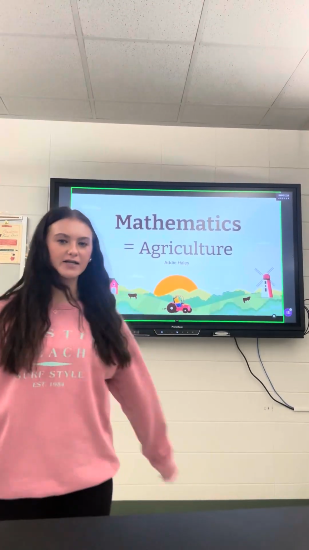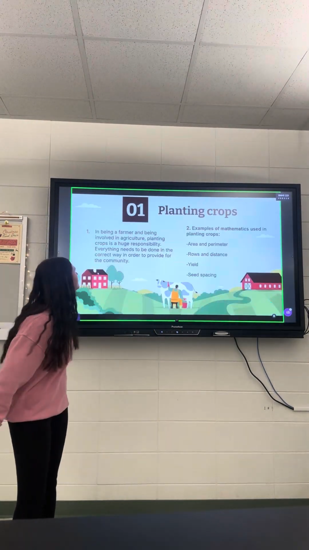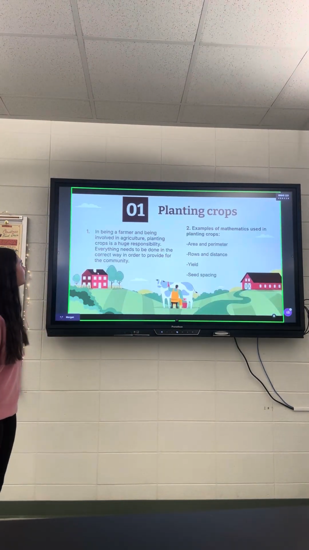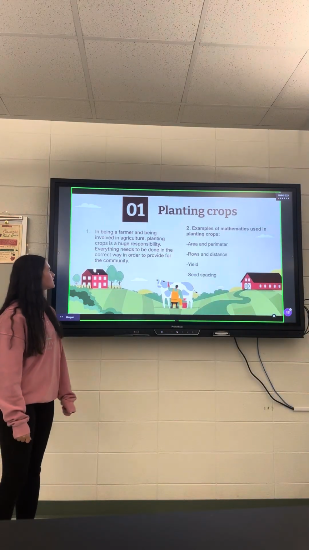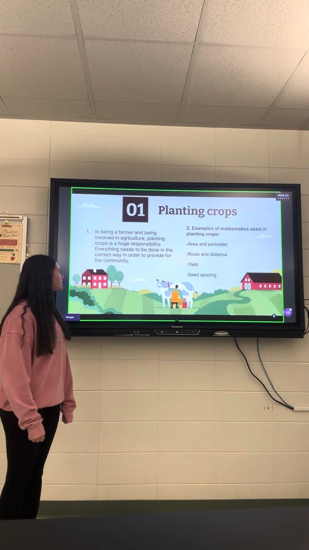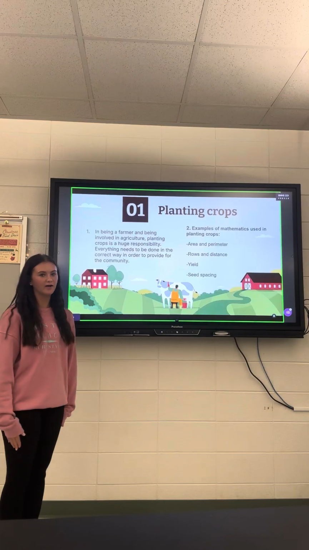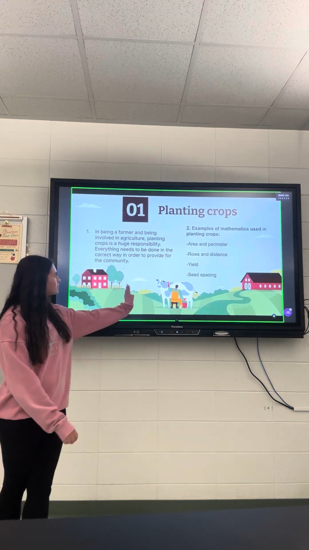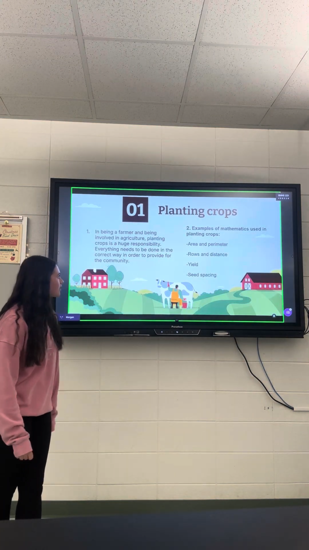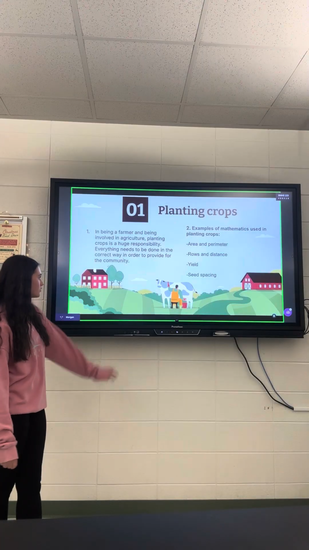This is how mathematics is used in agriculture. In being a farmer and being involved in agriculture, planting crops is a huge responsibility. Everything needs to be done in the correct way in order to provide for the community. Some examples of when math is used in planting crops are area and perimeter, rows and distance, yield, and seed spacing.